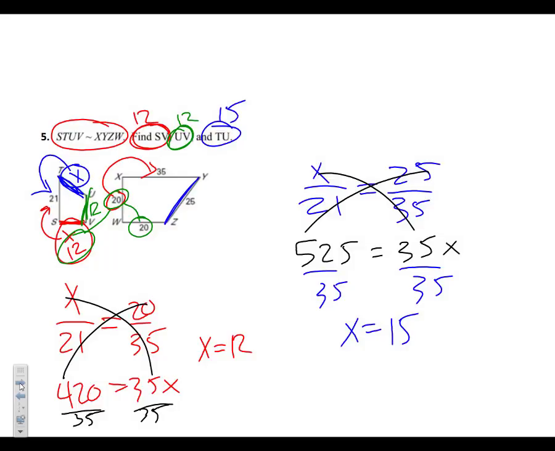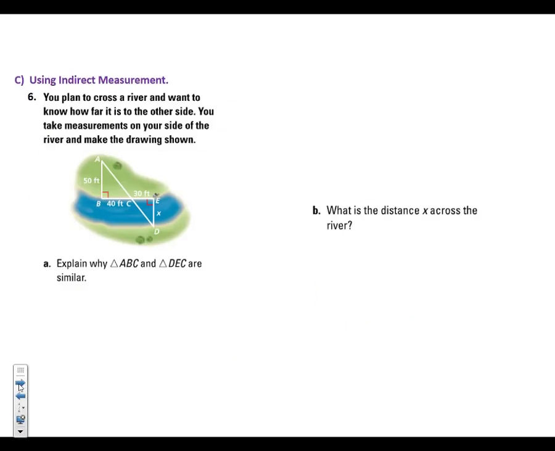All right, so we practiced that a little bit, and that should have been just a review. Let's go on to using some of this indirect measurement. And our first example says you plan to cross the river and you want to know how far it is to the other side. You take measurements on your side of the river and make the drawing shown. First, explain why triangle ABC and DEC are similar.